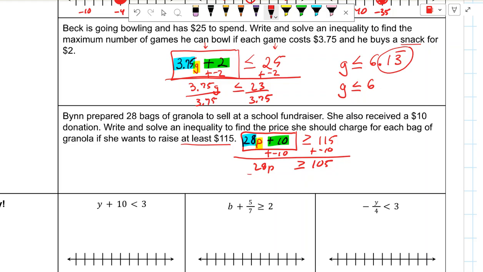So let's go ahead and take care of the 28 by dividing by 28. And p is greater than or equal to, and I would put that in your calculators, and you'll get $3.75. So she needs to sell each bag for at least $3.75 or more. That's the price per bag.